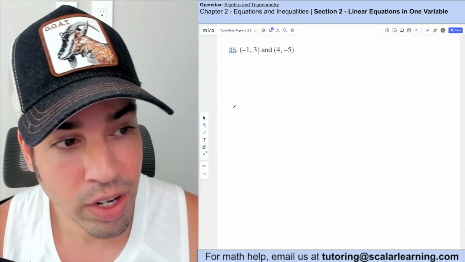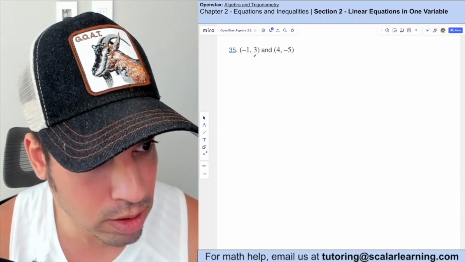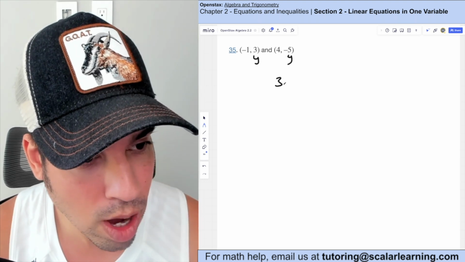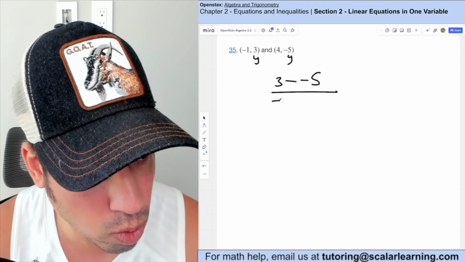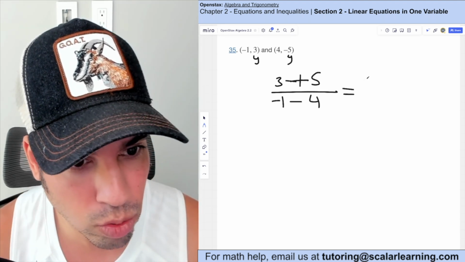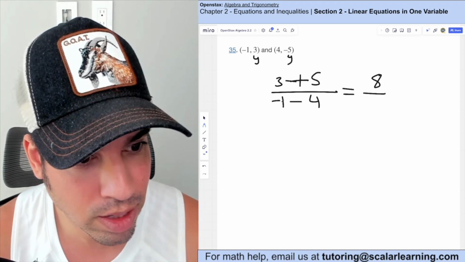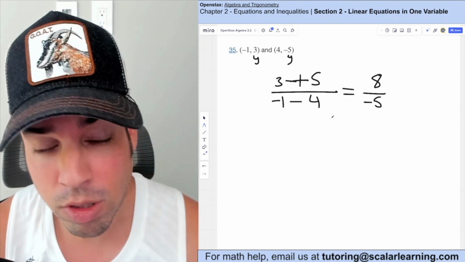Boom, done. Okay, so the first thing I'm going to do is I'm going to calculate the slope. I'm going to take the difference of the y's, and so I'm going to say y1 minus y2 over the difference of the x's in the same order, -1 minus 4. So this is a double negative that turns into a plus, so that's 8 on top, and -1 minus 4 is -5 on the bottom. So there's my slope.